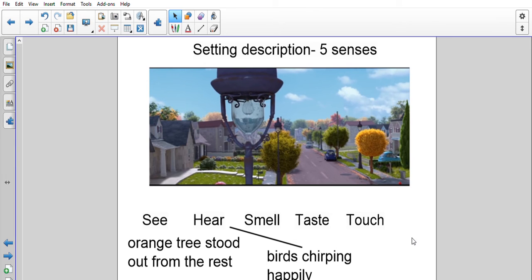Okay, so that's what I would like you to do. Write some examples of things that you can see, hear, smell, taste and touch. So pause the video and then just unpause it when you've done. Should only take you a couple of minutes.